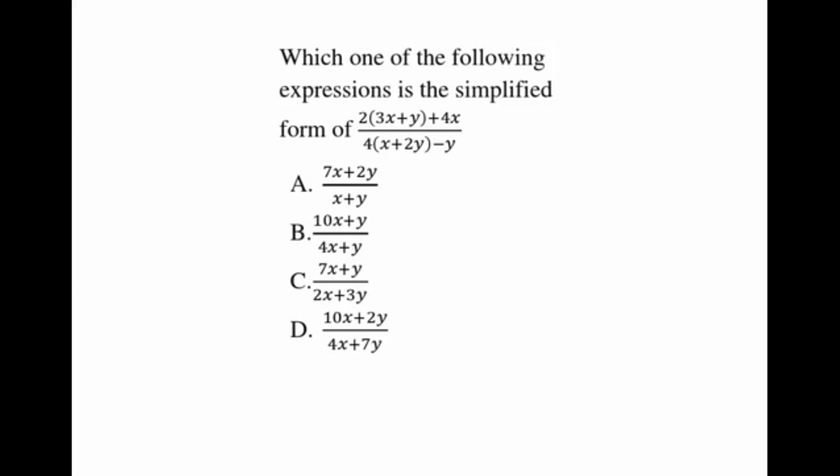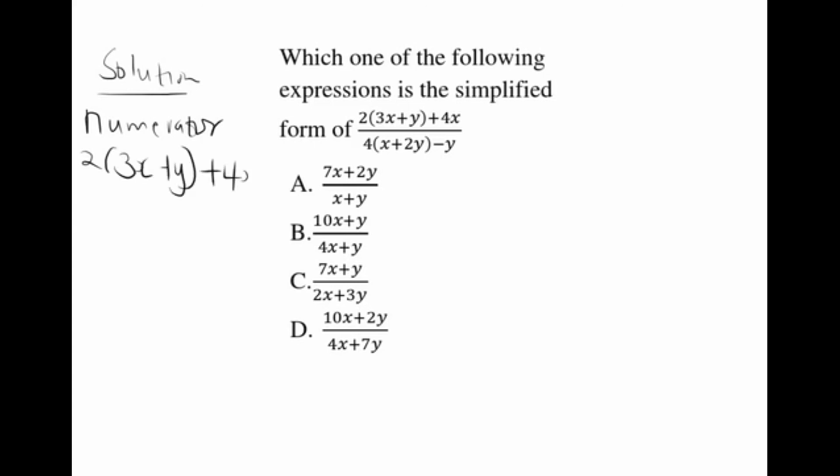Which one of the following expressions is the simplified form of 2 into brackets 3x plus y, plus 4x, over 4 into brackets x plus 2y, minus y? Solution. We are first going to deal with our numerator. Our numerator in this case is 2 into brackets 3x plus y, plus 4x. We can open our brackets. 2 times 3x is going to give us 6x, plus 2 times y to give us 2y, plus 4x.